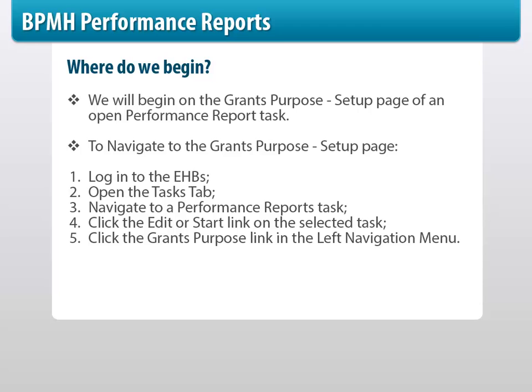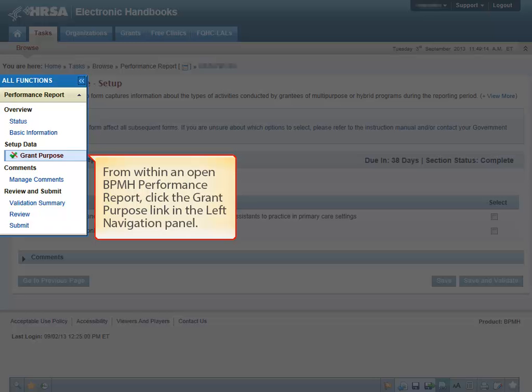We will begin on the Grants Purpose Setup page of an open Performance Report task. Log into the EHBs. Open the Tasks tab. Navigate to a Performance Reports task. Click the Edit or Start link on the selected task. Click the Grants Purpose link in the left navigation menu to navigate to the Grants Purpose Setup page. From within an open BPMH Performance Report, click the Grant Purpose link in the left navigation panel.